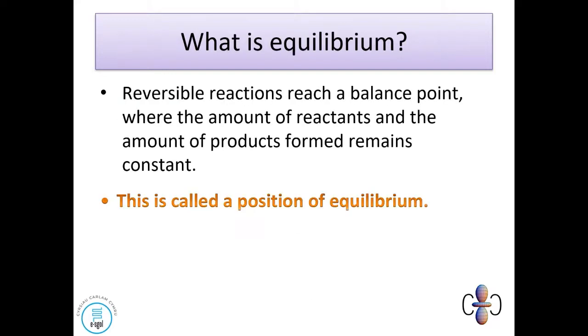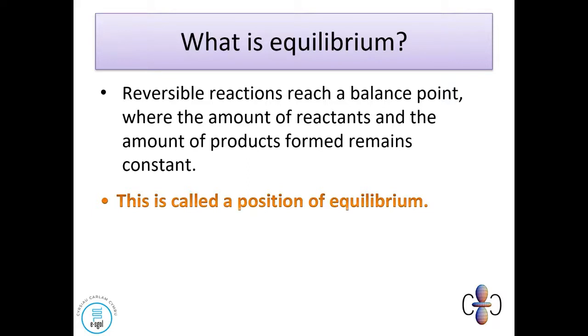So what is equilibrium? Reversible reactions reach a balance point. At the very beginning of any chemical reaction, you've got lots and lots of reagent particles, and they will collide and start forming the product particles. But there will be a point within a reversible reaction where, once you've created a few of the product particles, some of those product particles will start reacting and reform the reagents you initially started with.